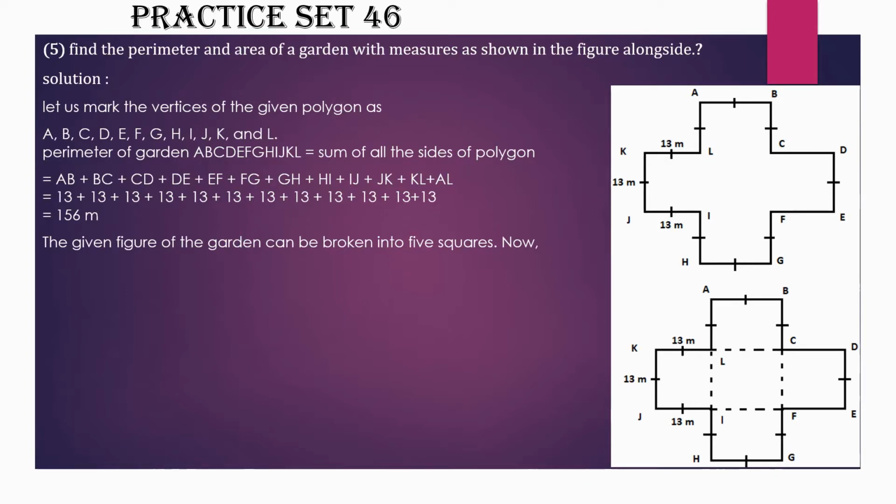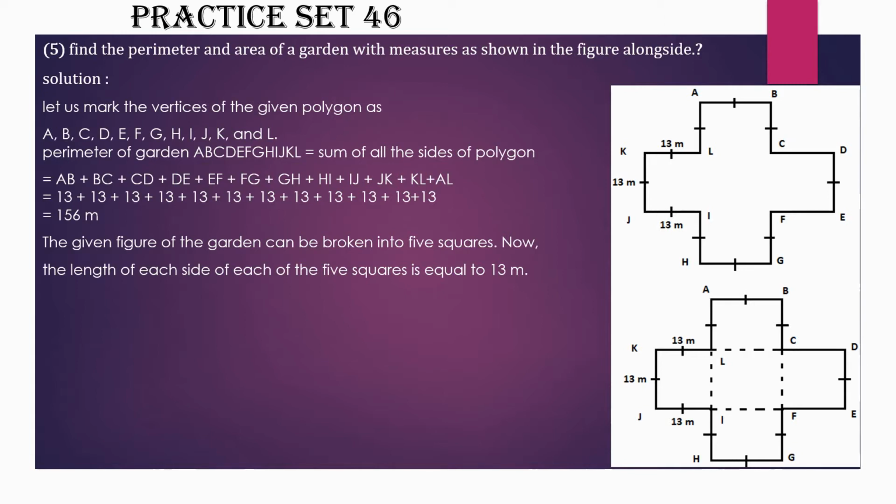Now let us find the area of this garden. First, the given figure of the garden can be broken into 5 squares, which is shown in the second figure. The length of each side of each of the 5 squares is equal to 13 meters. The 5 squares seen in the second figure are ABCL, CDEF, IFGH, KLIJ, and LCFI.